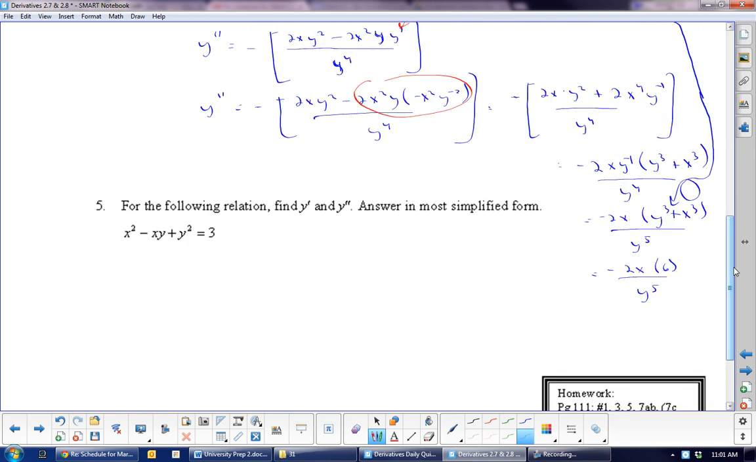Tricky, hey? So then you multiply the 6 in. Negative 12x over y to the 5. Who would have guessed?